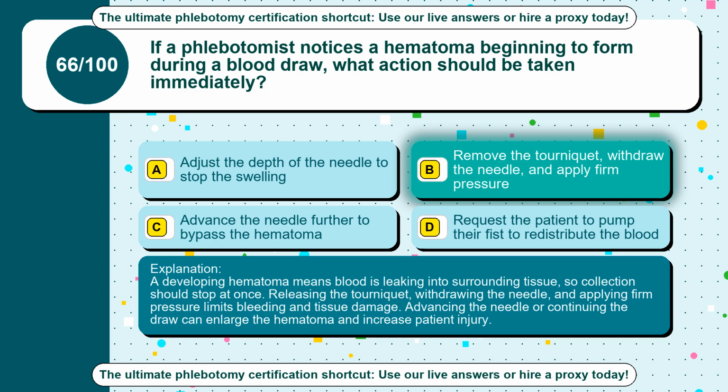A developing hematoma means blood is leaking into surrounding tissue, so collection should stop at once. Releasing the tourniquet, withdrawing the needle, and applying firm pressure limits bleeding and tissue damage. Advancing the needle or continuing the draw can enlarge the hematoma and increase patient injury.